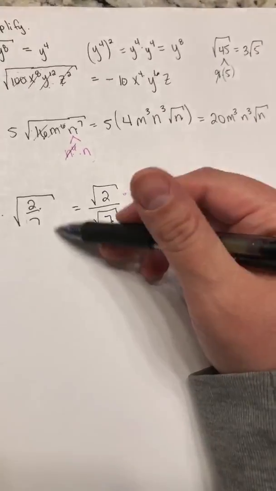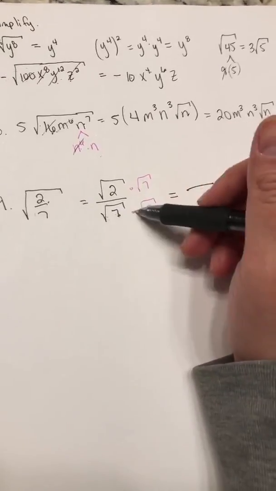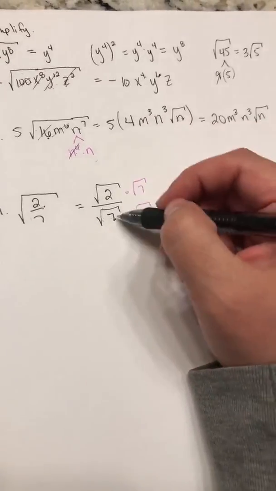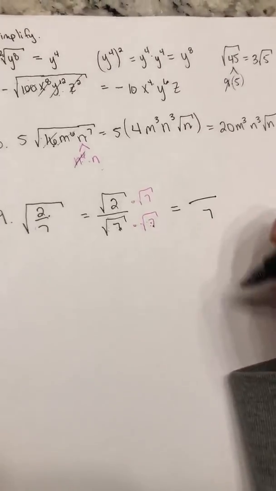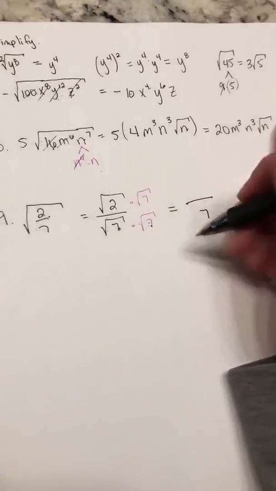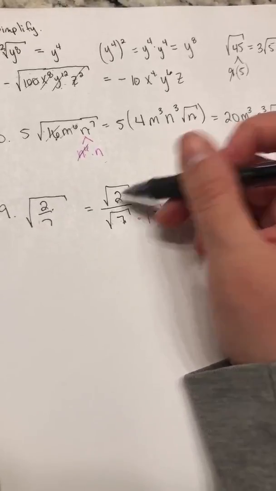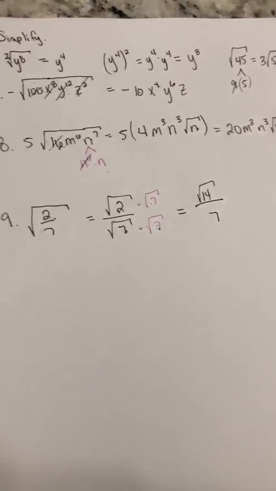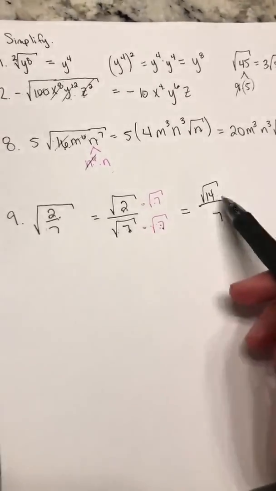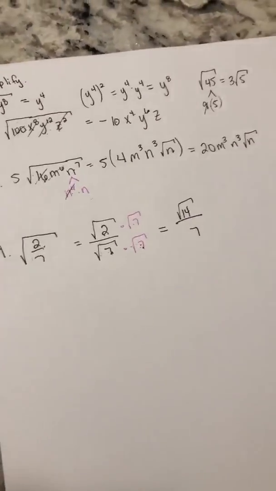So remember, division and multiplication, you can divide or you can multiply, that's fine. So 7 times 7 is 49, and the square root of 49 is 7. So essentially the square roots cancel each other out. And then for the numerator, square root of 2 times the square root of 7, 2 times 7 is 14. So now it's written and there's no radical in the denominator.